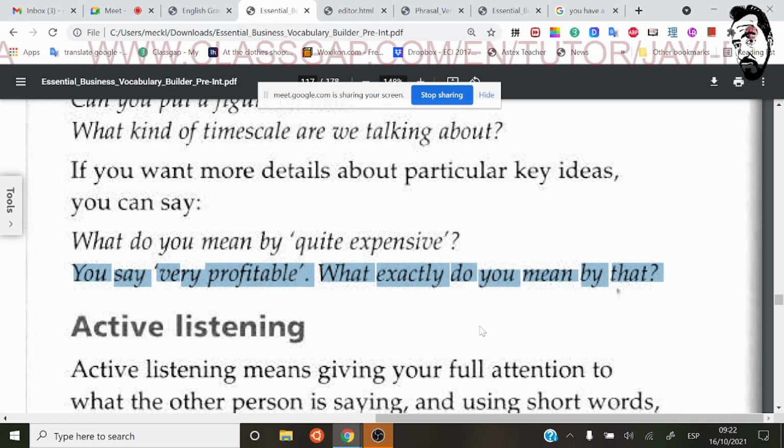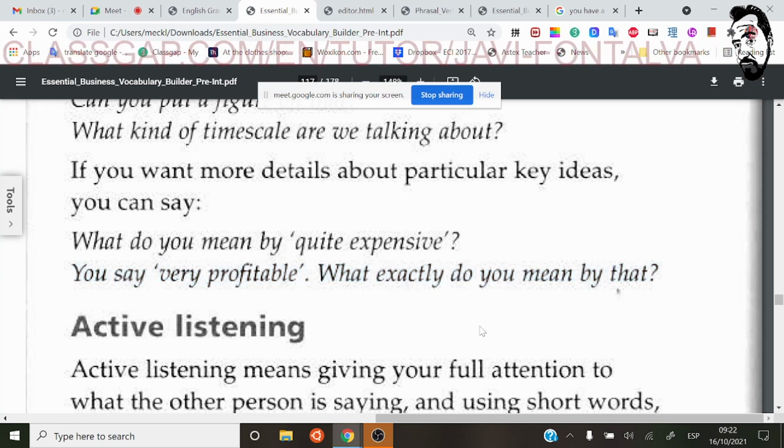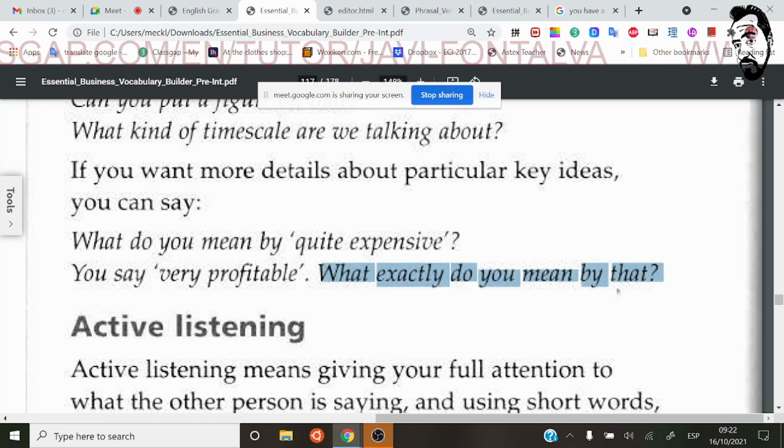Okay, you say very profitable. What exactly do you mean by that? Yeah? What exactly do you mean by that? Dime, bueno, en este caso, dame el dinero, el precio. ¿Qué te refieres con que va a ser rentable?